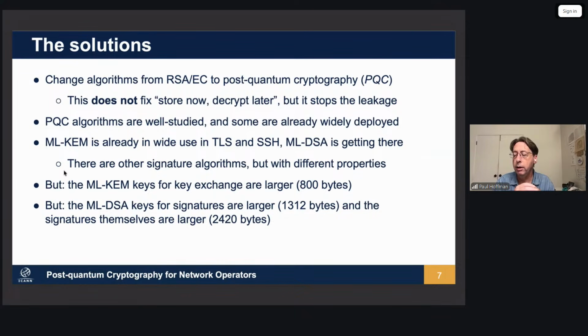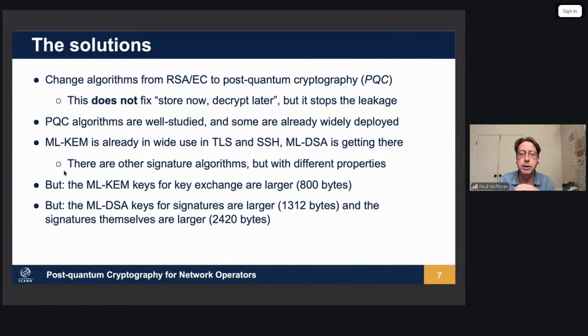Now, one thing that's very relevant to network operators is how much data is being passed back and forth at the beginning of every TLS session. Right now, it's not very big. It's not a big deal. We don't tell people to be careful. But the keys for these post-quantum algorithms are often larger. So an ML-KEM key is like 800 bytes instead of like 80. It's 10 times bigger. That won't necessarily break anyone's traffic budget, but it is worth noting, especially as network operators.